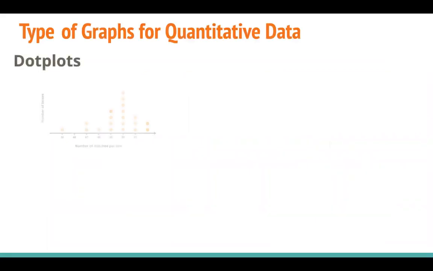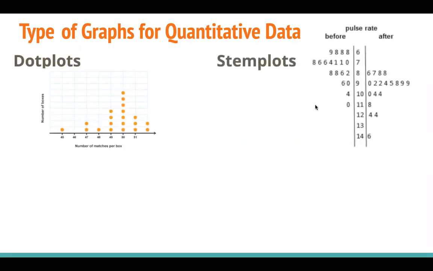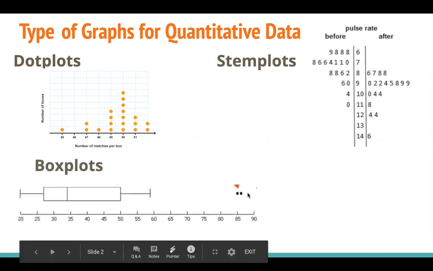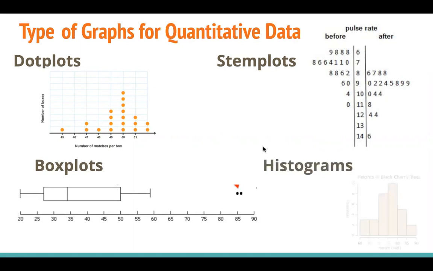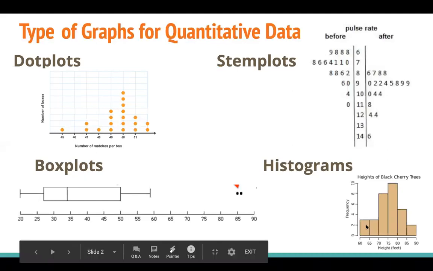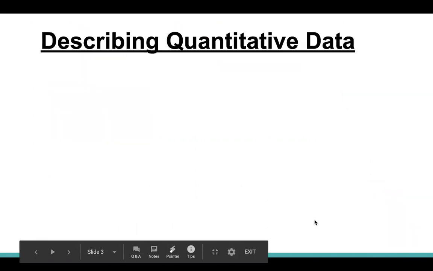We've got dot plots, which look something like this. Stem plots, which look something like this with numbers. Box plots, which look something like this. And then histograms, which look a lot like bar charts. For quantitative data, we call them histograms. Bar charts are reserved for categorical data. In histograms the bars touch, and in bar graphs the bars do not touch.